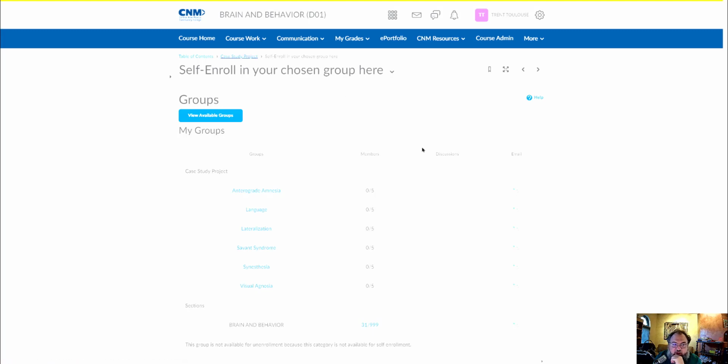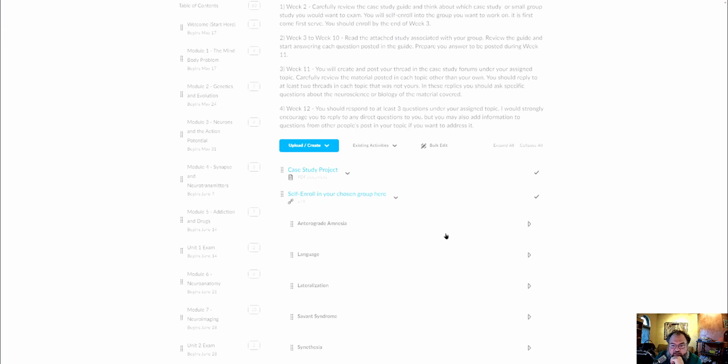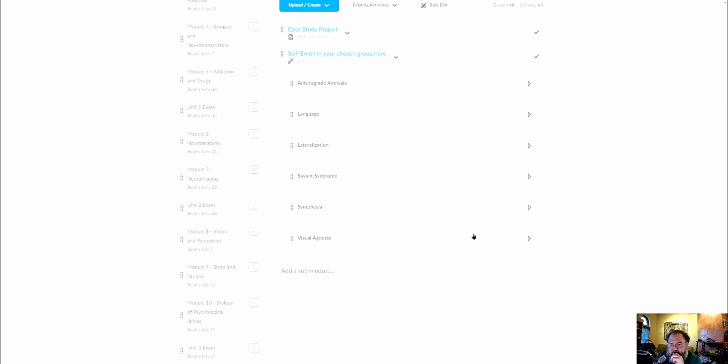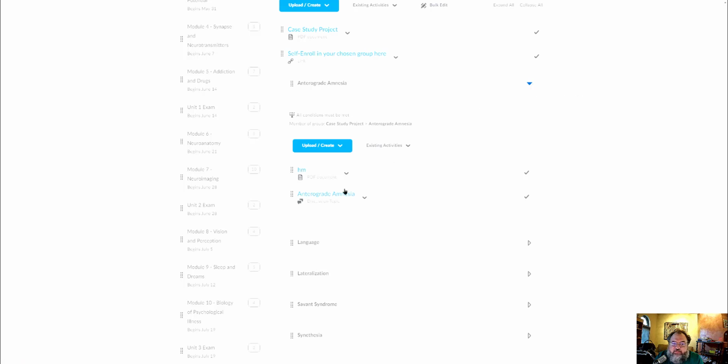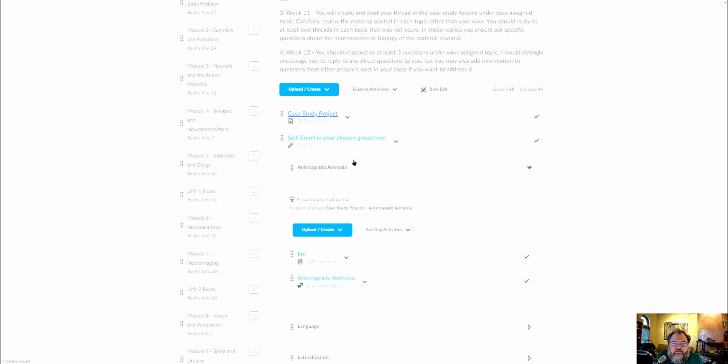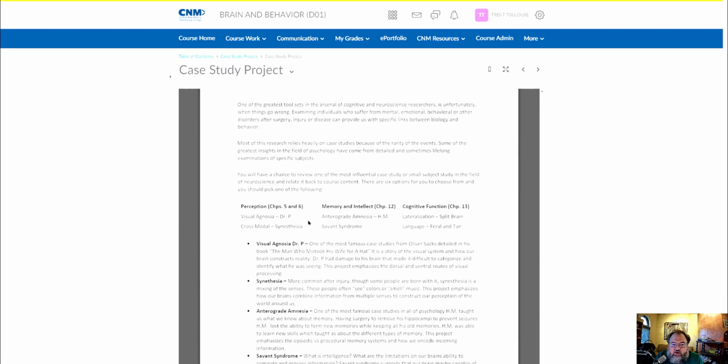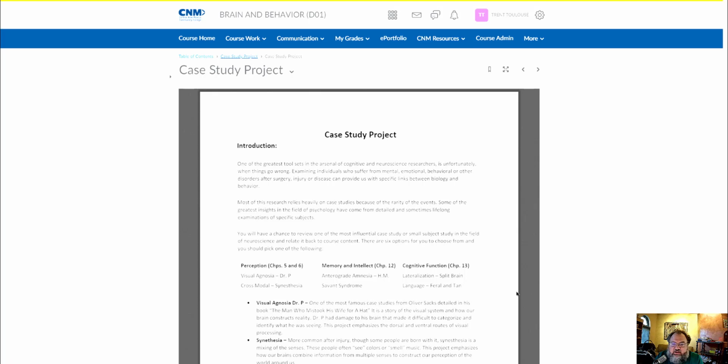As soon as you enroll, one of these groups will open up to you. So right now I'm in the administration view, so I can see all of them, but you should not see any of them until you enroll in a group. And once you enroll in the group, you should be able to drop it down and you will see any papers or relevant information related to that particular group. And you should be taking a look at that paper and thinking about it. In addition to that paper, go back and refer to the case study project and look at the chapter or chapters that you will be responsible for covering.